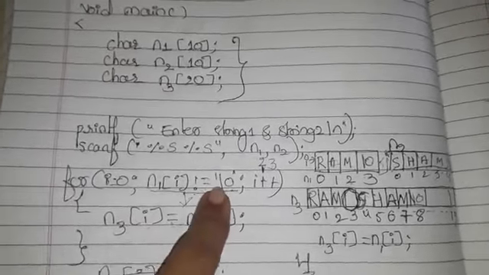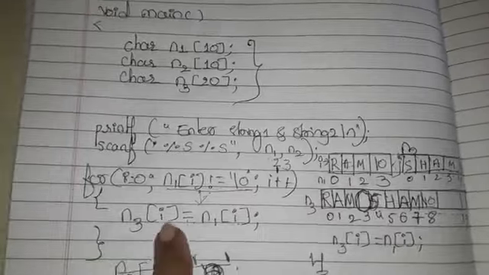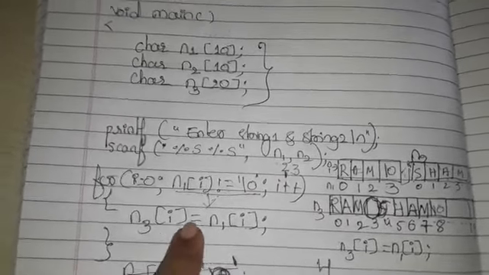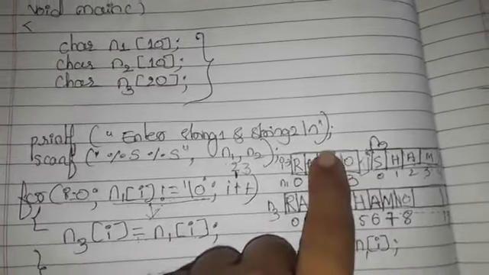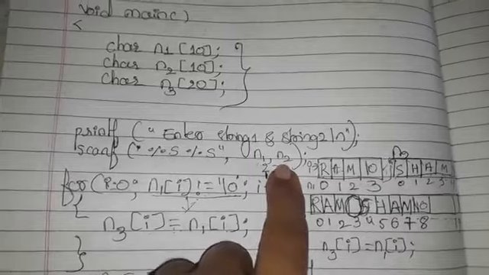N1 of 2 is not equal to null. What is N1 of 2? It is M. So M is not equal to null. Yes, it is true. It will come inside. N3 of 2 is equal to N1 of 2. What is N1 of 2? It is M. M is taken here. So i plus plus, it will become 3.